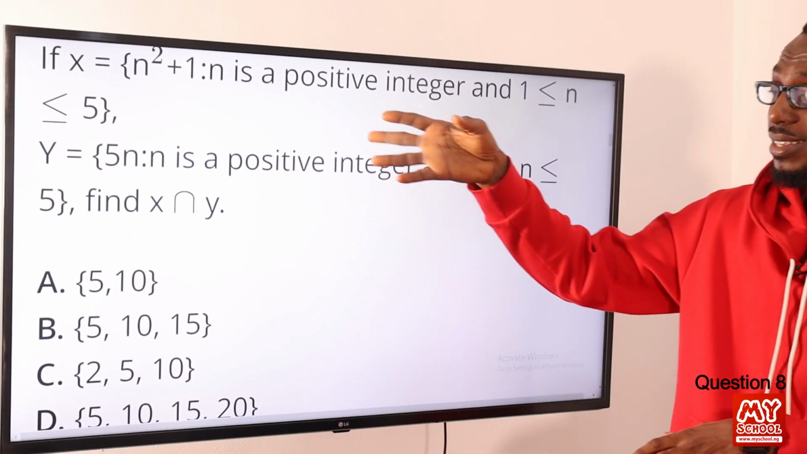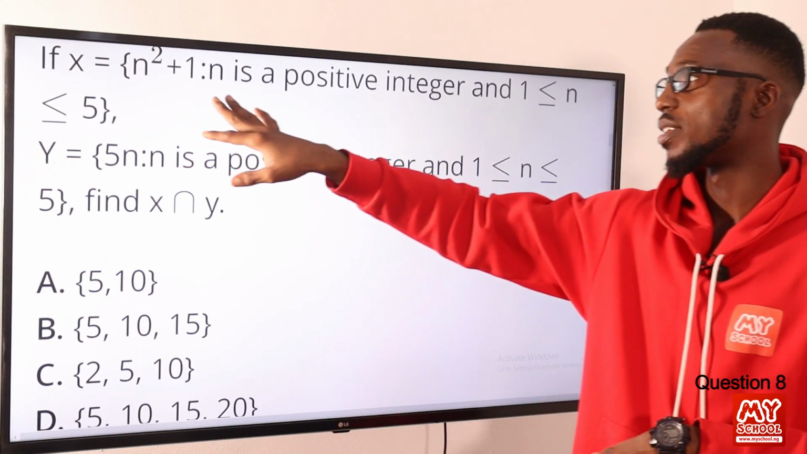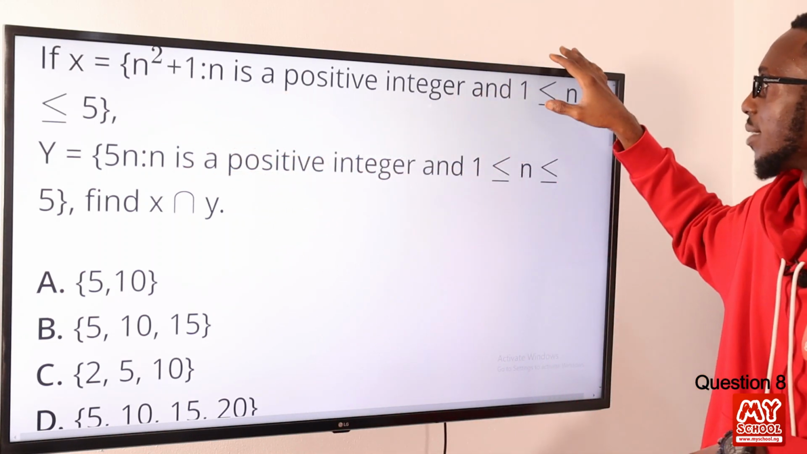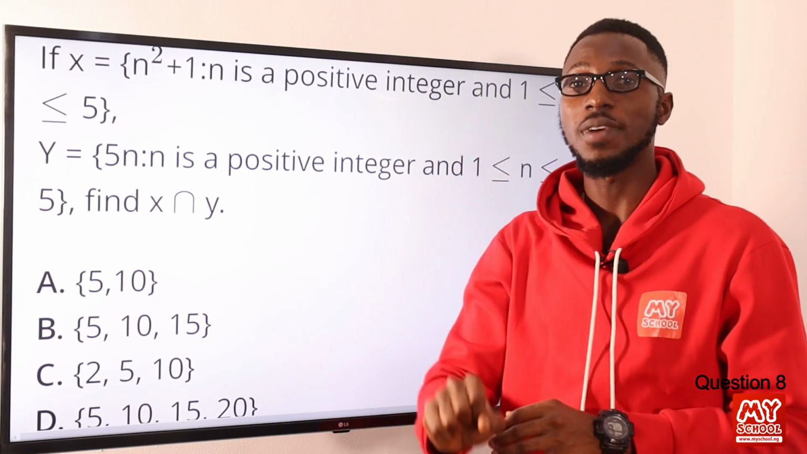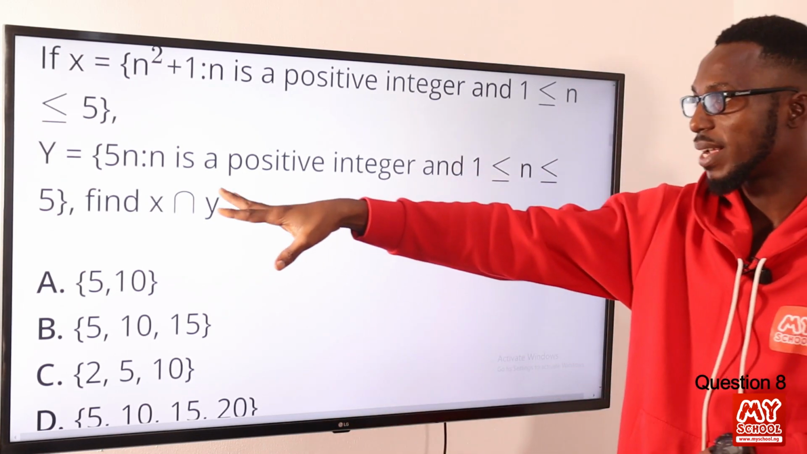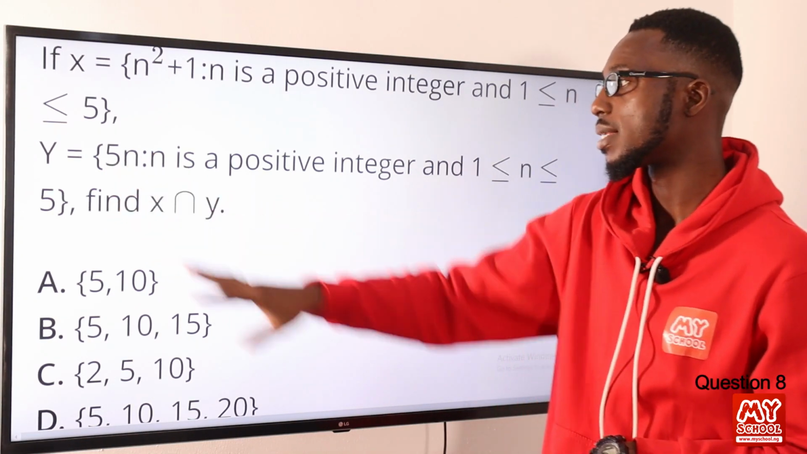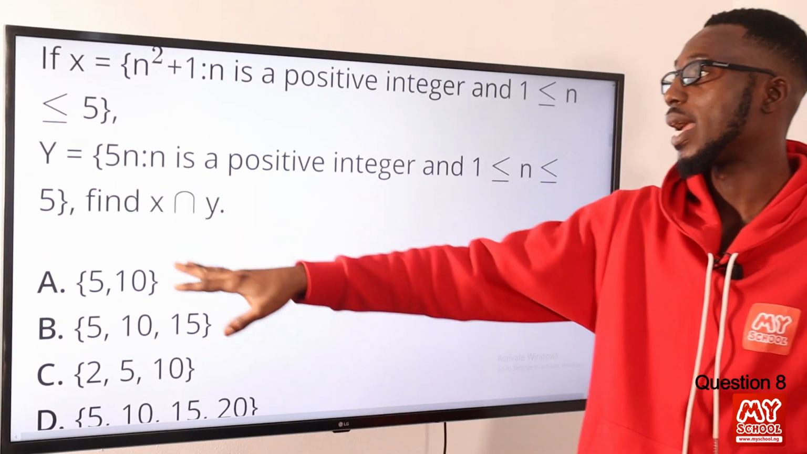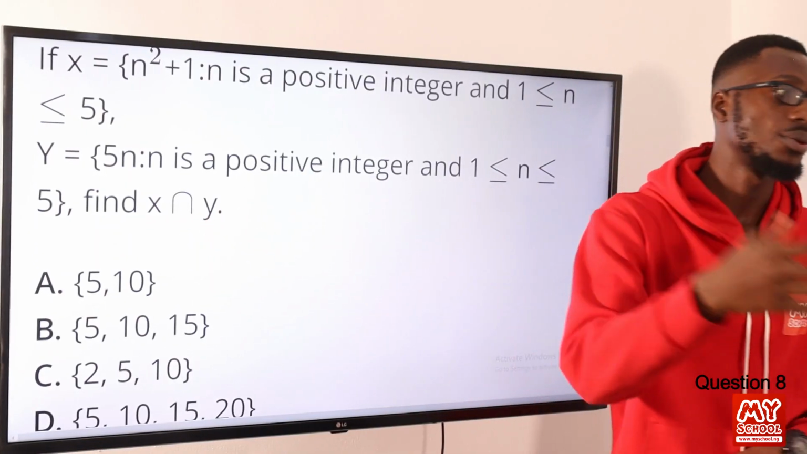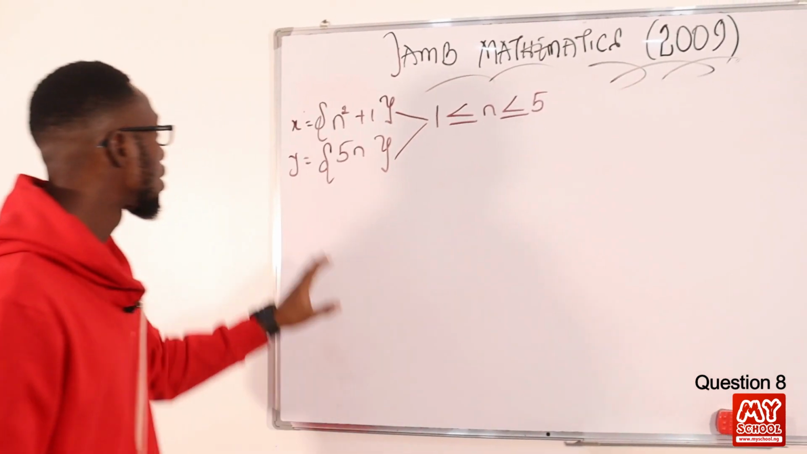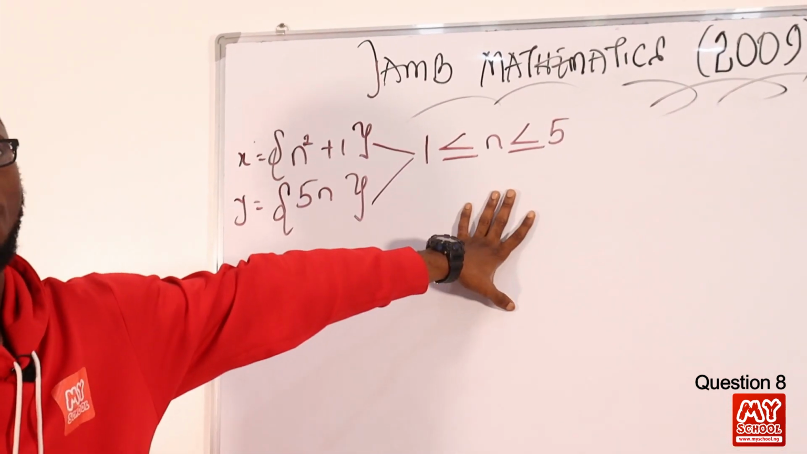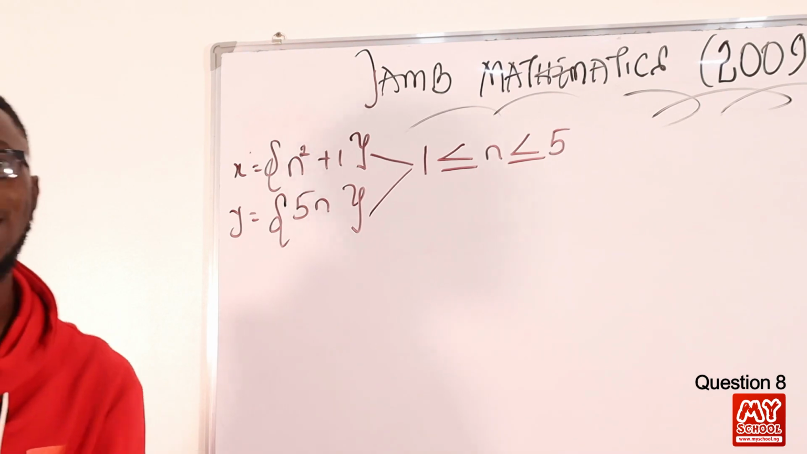A. S is the set of n squared plus 1, such that n is a positive integer and 1 is less than or equal to n, n is less than or equal to 5. So we have the same expression here, but this time around we have it as 5n. So we have to find x intersection y. All right, so let's move to our solution. So we just have to express this, write them out as integers.